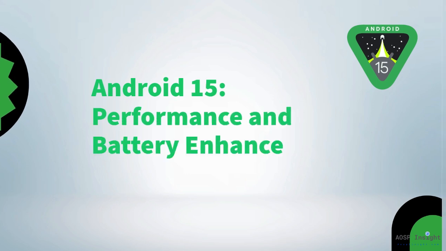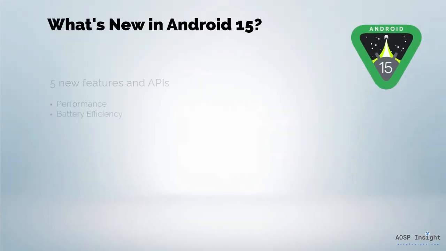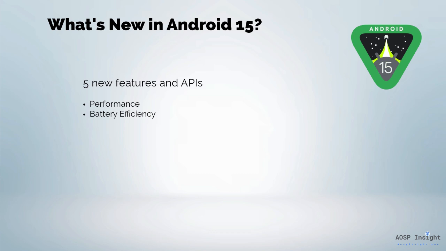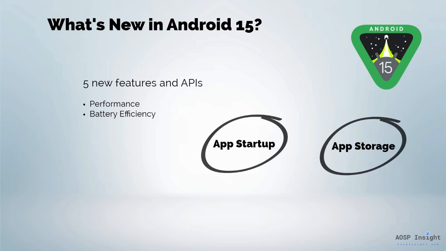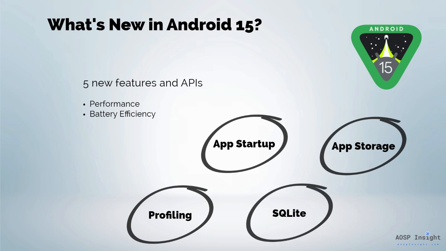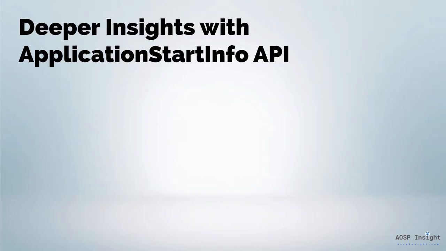My name is Mohammed and today I'm going to show you the Android 15 improvement in performance and battery efficiency. First, I would like to introduce the areas that improvement happened. There are four main areas in Android 15 that we can mention as a good improvement. The first one is app startup, the second one is app storage, profiling, and SQLite. But let's see how these areas introduce some improvement in sense of performance in Android 15.